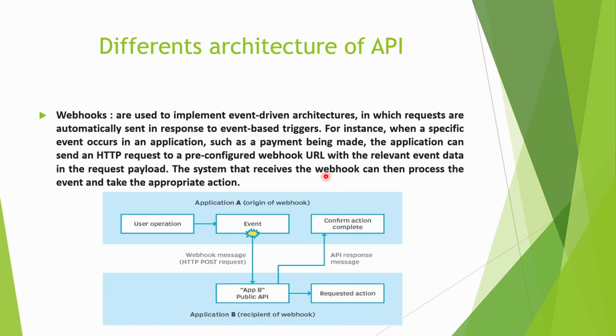And here, if I go with the example that I mentioned, like payment, the user makes his payment. The event is the payment. Then we contact the pre-configured webhook URL, then they do the action, then they send us a confirmation that whatever we did is okay. The confirmation: action complete. These are not all the different architectures that exist, but most of them are here, and they are the most used ones on the web.